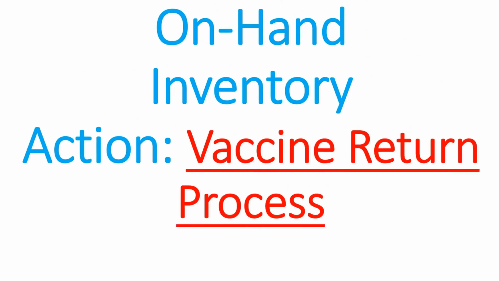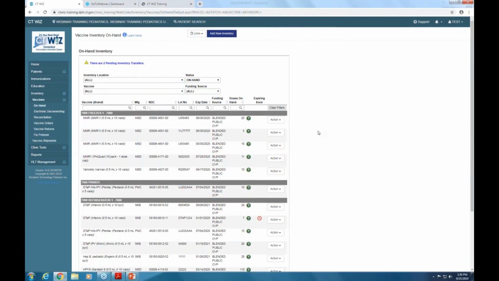Now we will go over the vaccine return process. If you have let vaccine expire, or if you have a temperature excursion resulting in non-viable vaccines, you will need to return the vaccine to McKesson. To do this, go to Inventory Module, Vaccines, and then Vaccine Returns.